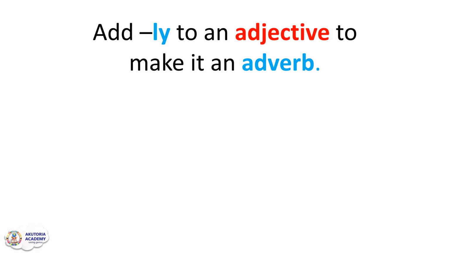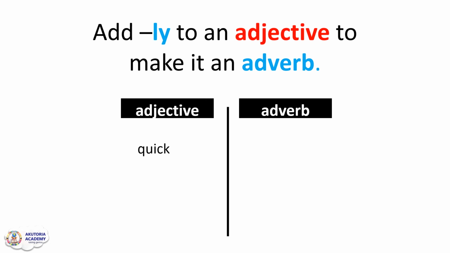Another thing I want you to note is you add ly to an adjective to make it an adverb. For instance, if you have quick, which is an adjective, you add ly, it becomes quickly. Quickly is an adverb. If you have happy as an adjective, you add ly, it becomes happily. And when your adjective ends with y, you change the y to an i before you add your ly. Alright? Okay, so you could add ly to your adjective to change it to an adverb.